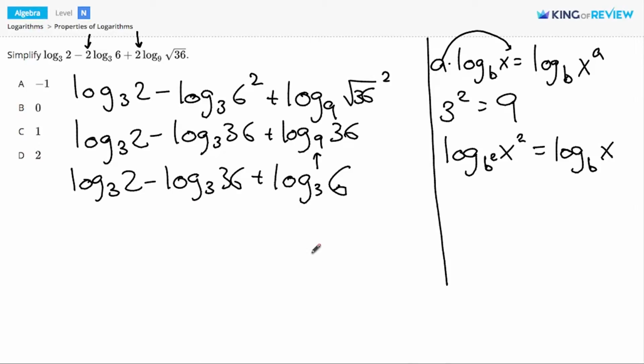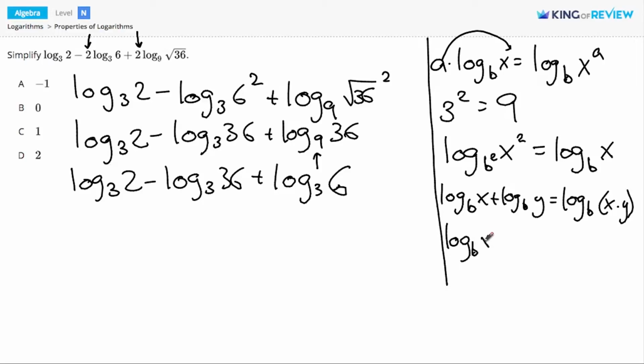So, to combine logs that are added and subtracted, we need 2 properties. The first one says that if we have the log base b of x plus the log base b of y, we can combine those into the log base b of the product x times y. The similar but opposite principle says that if we have subtraction, log base b of x minus log base b of y, that can be combined into the log base b of the quotient x divided by y.